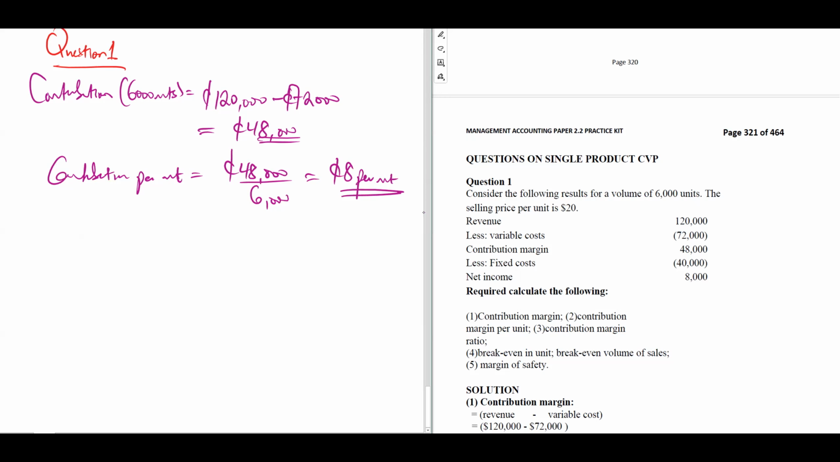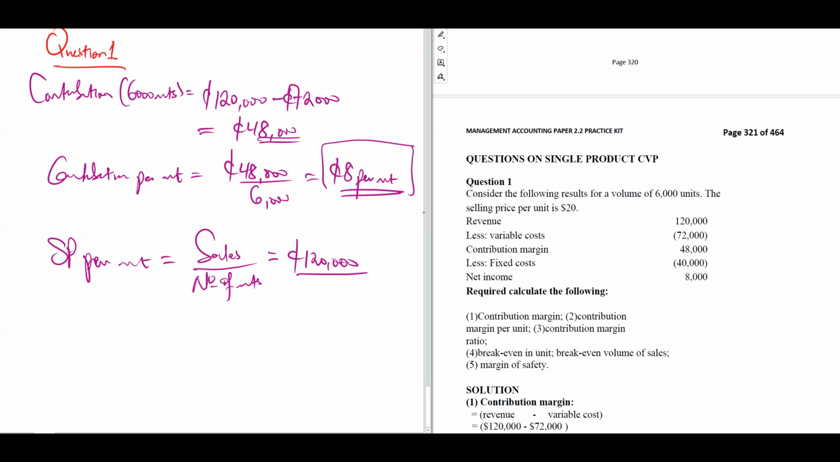They said we should calculate our contribution margin per unit, which we have done. And they said we should calculate our contribution margin ratio. That means we need selling price per unit. So what is our selling price per unit? Let's get our sales over the number of units. Sales was 120,000, divided by the number of units, which was also 6,000. So what's our selling price per unit? 20.